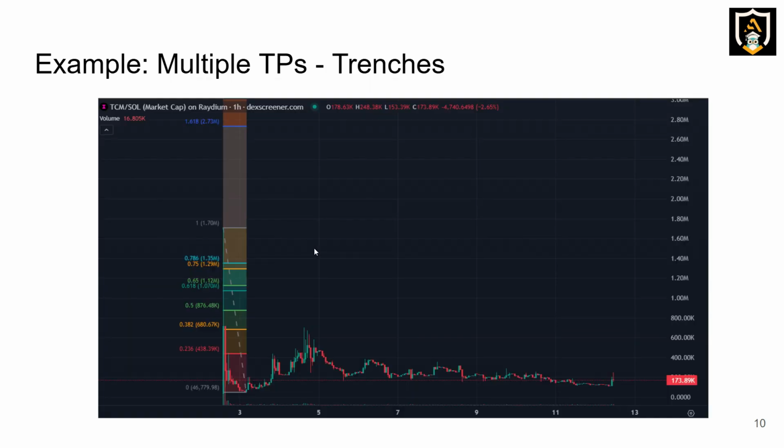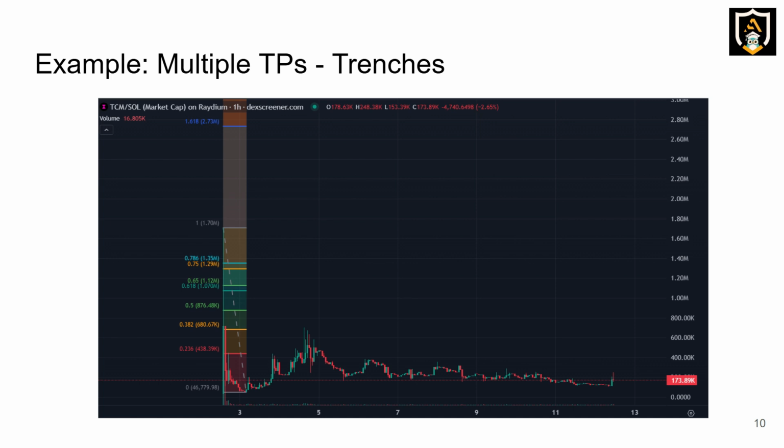All right, and then I will talk about the trenches. You can also do the same exact thing with these fibs for trench coins, and I think this is super useful too. I have found that when you're trading these micro caps that are 100,000, a million, whatever, they're really small, moving averages aren't really that useful, but fibs are.